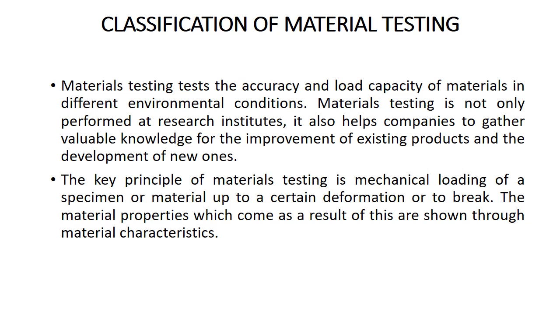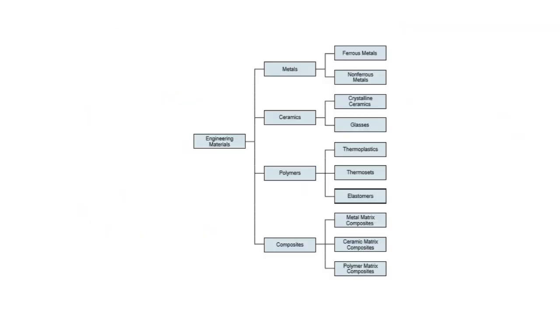Solid materials have been grouped into three bases. First one is metal, second one is ceramic, third one is polymer. Finally, now we have some combination of materials, so composite material also comes under the classification of materials. A metal will be classified into two: one is ferrous, another one is non-ferrous material.